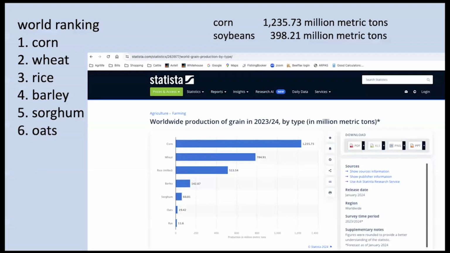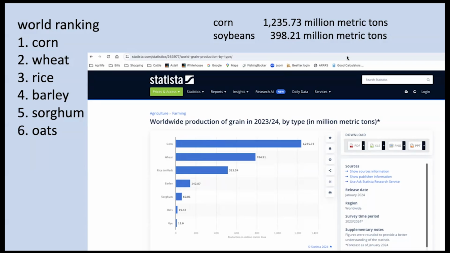I thought it would be interesting just to look at these different grains and what the global production of them is. These are some global estimates from the 2023-24 year, and corn is the highest by a pretty good margin, followed by wheat, rice, barley, sorghum, and oats in the graph here, and then rye even lower. I don't have rye on the list because we just don't ever feed that to livestock here in the US.